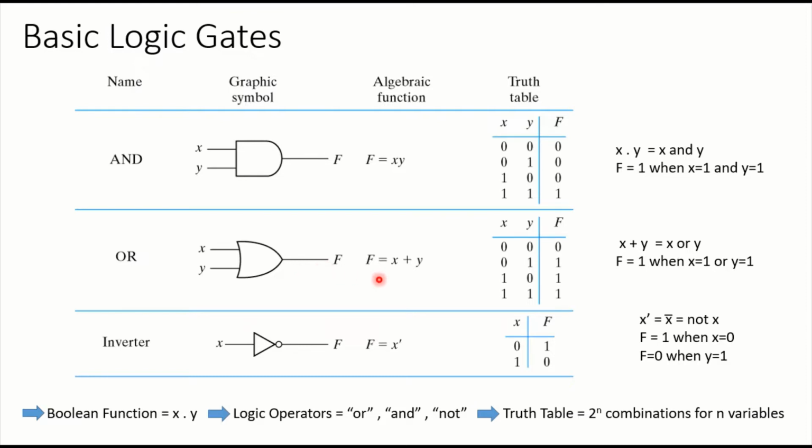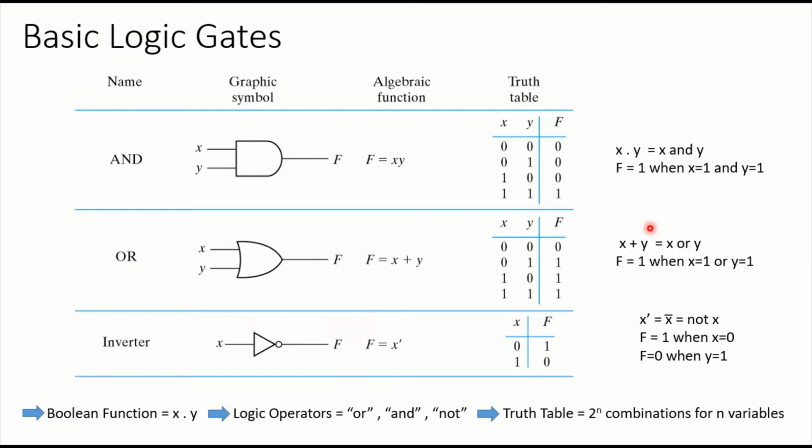We can write the algebraic function or Boolean function for this OR gate: F equal to X plus Y. This X plus Y can also be written as X OR Y. Here plus or OR, both work as the operator for this OR gate. This plus is known as the OR operator for this particular OR gate.